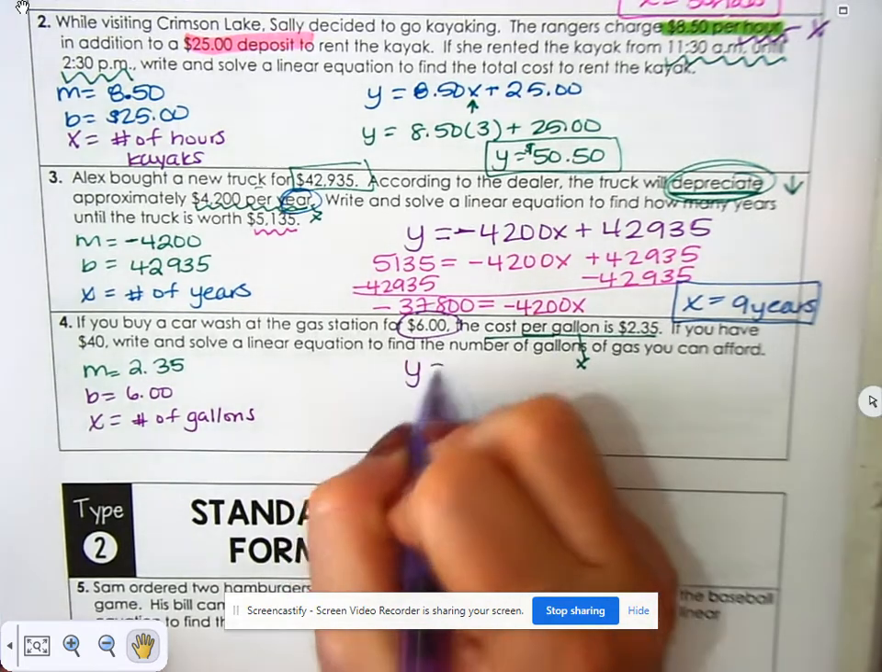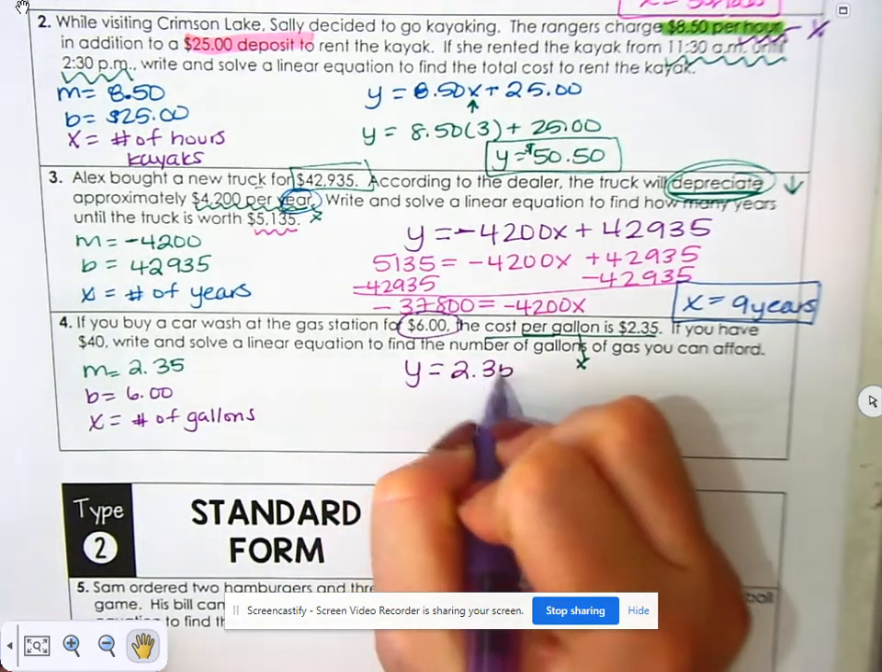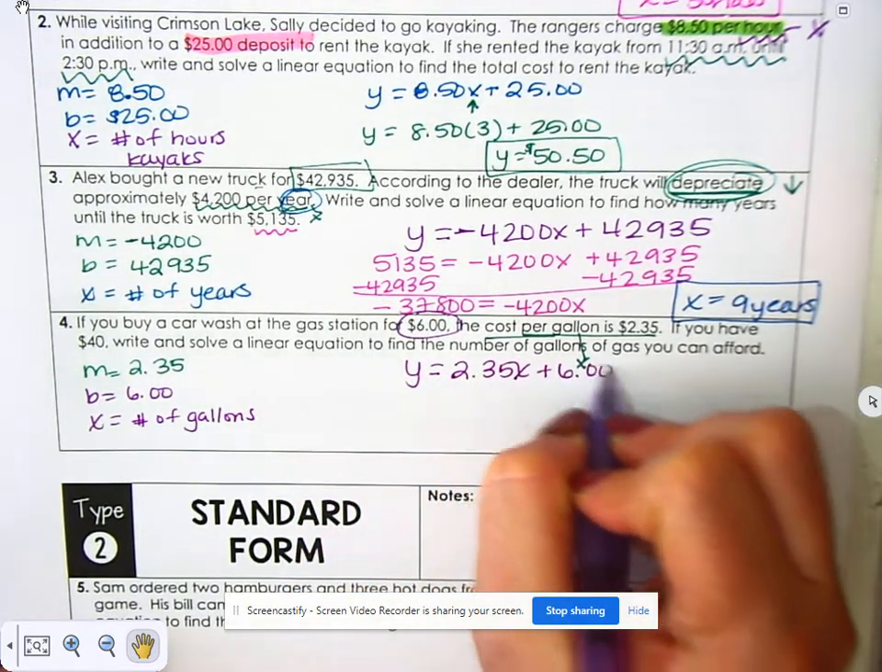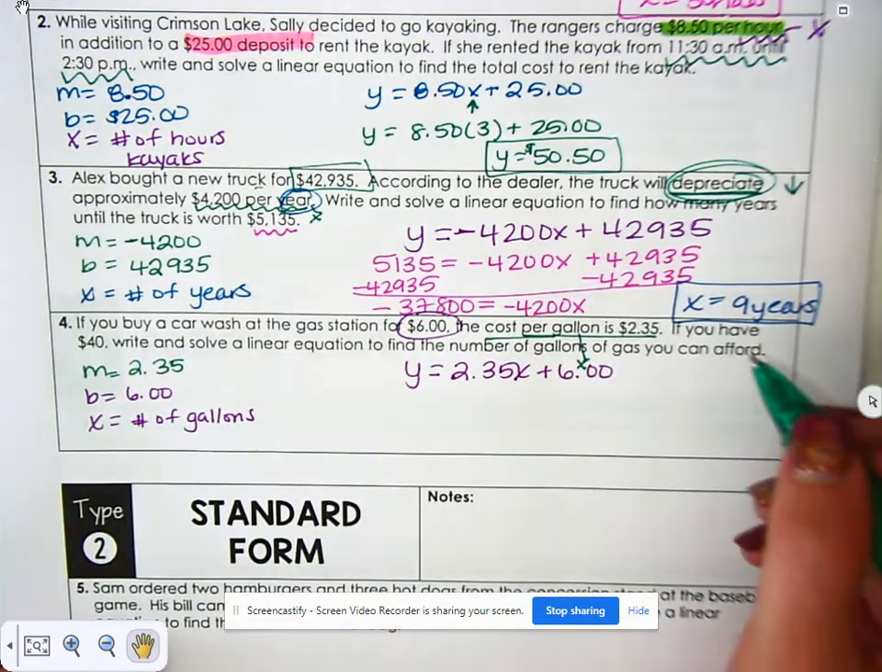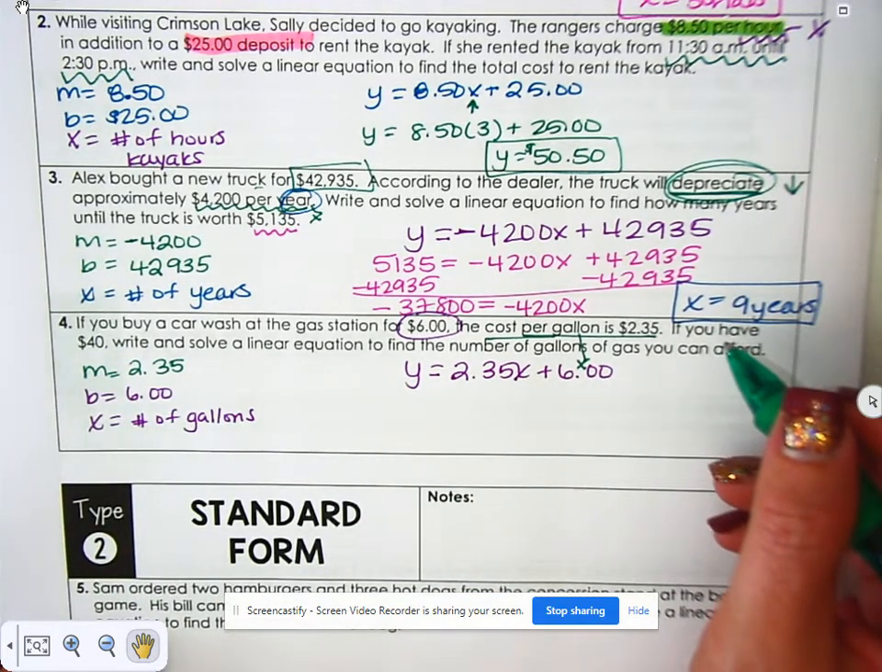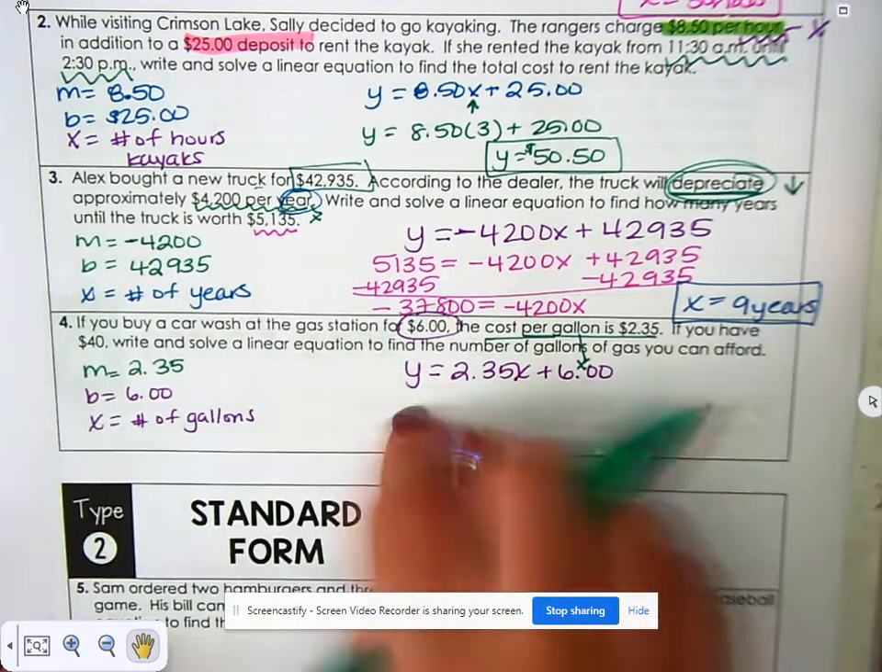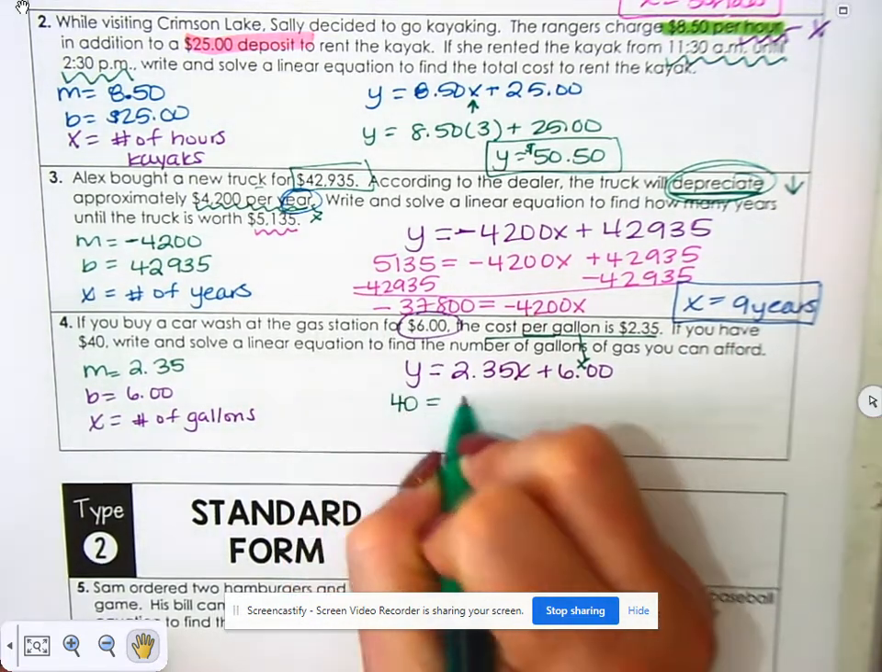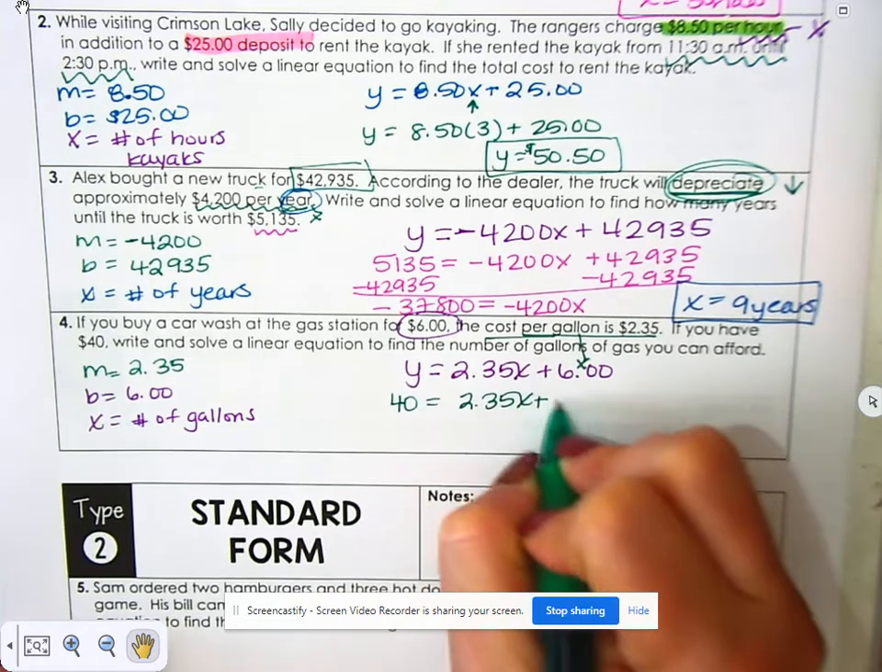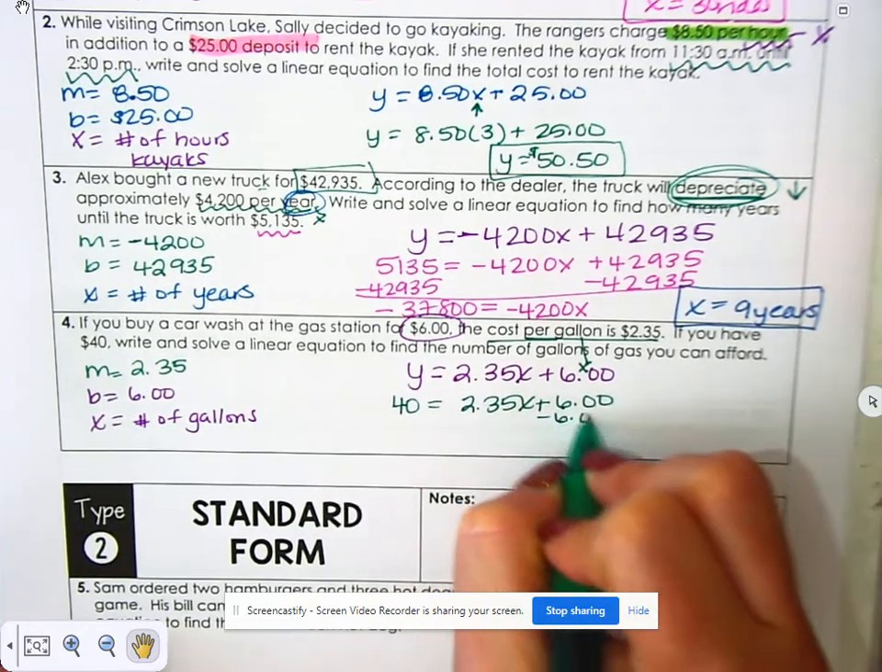All right, so we're going to write our equation, y equals 2.35x plus $6. And this time they said you have $40. So $40 is not the number of gallons, y'all. Okay, so it's going to go in over here for y. And again, it is a two-step equation. You move the 6.